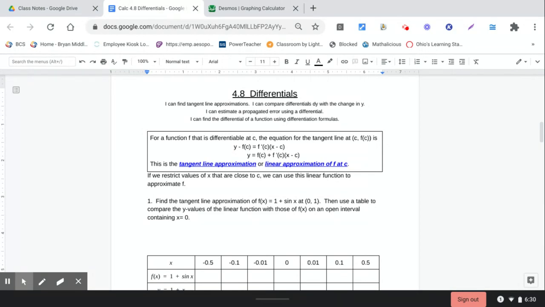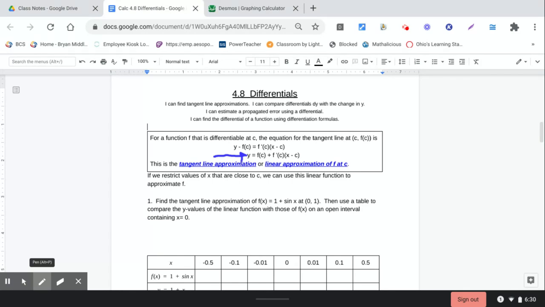And then we can also solve that for y right here. I just added f of c to both sides. So you get f of c plus the derivative at c times x minus c. So we call that the tangent line approximation, and it's also called the linear approximation of f at c. Okay, so it's just the equation of the tangent line.